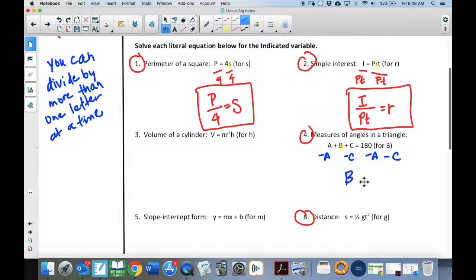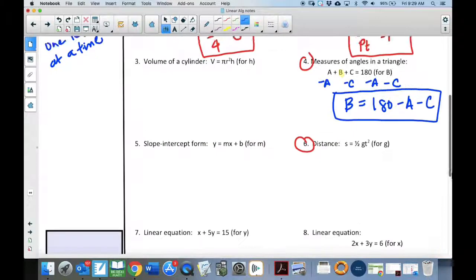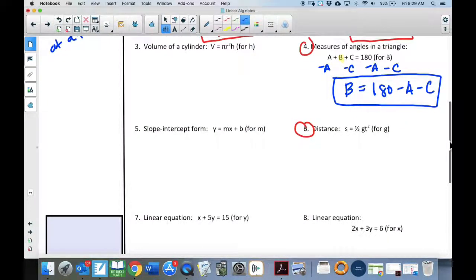On the left-hand side, I have B is equal to 180 minus A minus C. Make sure you're getting those, the negatives need to stay with the letters. So I guess the order doesn't necessarily matter, but it has to be a negative A and it has to be a negative C. And so B, whatever angle that is, angle B, is equal to 180 minus A minus C. Okay, so remember that we are doing the ones that I've circled here. The ones that I have not circled, those are the ones that you'll do in class tomorrow.